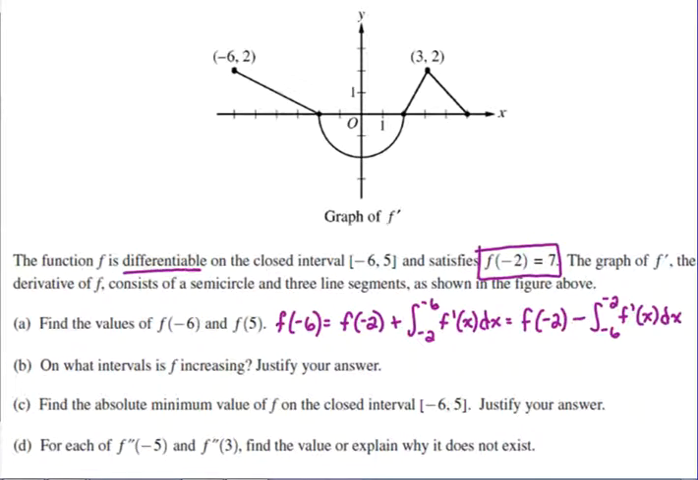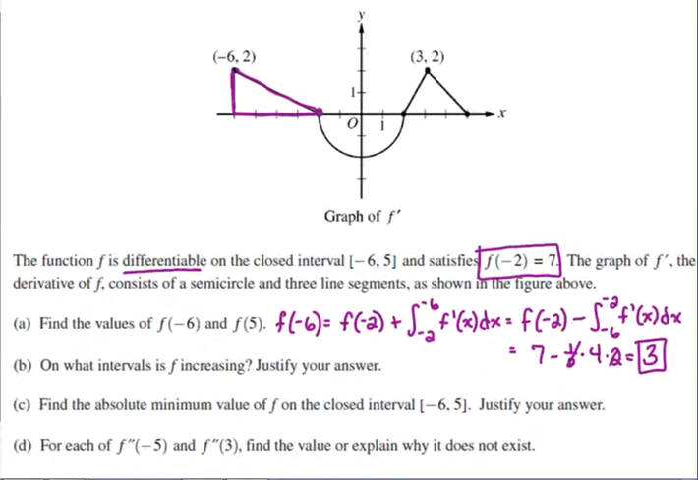So if we look at the picture now, because we know f of negative 2 is 7, we need the value of the integral of the derivative. That's the area under the curve. So from negative 6 to negative 2, we're looking at this first triangle right here. That's 1/2 times the base, which is 4, times the height, which is 2. So that is 7 minus 4. F of negative 6 is equal to 3.